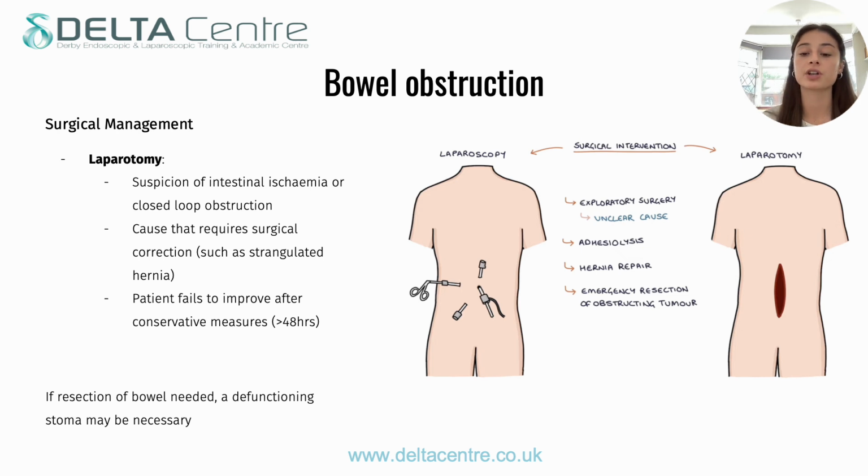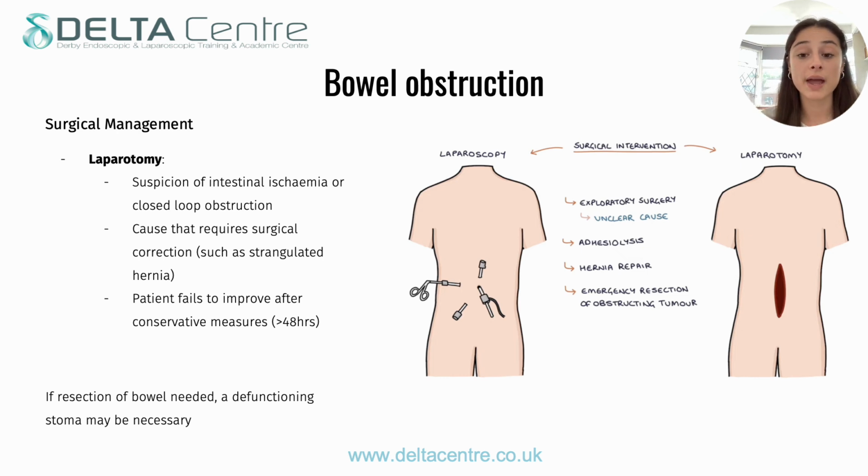A closed loop obstruction is where there is the blockage here, and then there is the ileocecal valve, and between those 2 points, the bowel is obstructed, and the pressure increases, and it really just needs to be decompressed, because if it's between 2 points, then there is no movement of that area of bowel. We also do surgical management if the patient fails to improve after the conservative measures after 48 hours.